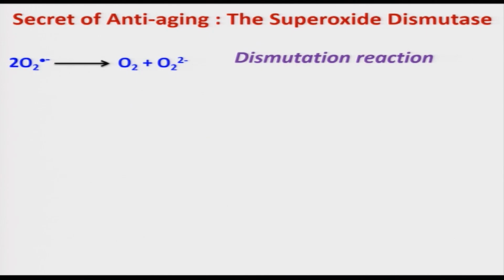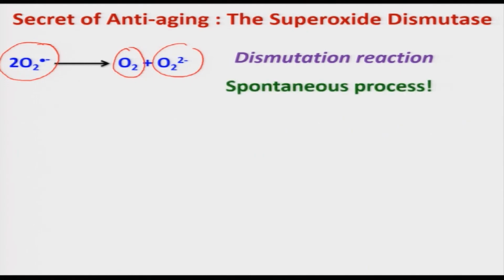So, nature, as I have said, the incomplete reduction of dioxygen also happens in the biological system, but nature's design is such that even if there is an undesired product, nature utilizes it, and nature has a solution for it. This is the solution in superoxide dismutase. What is happening? The superoxide converts to dioxygen and peroxide. This is a dismutation reaction and it is a spontaneous process. Delta G is large negative.